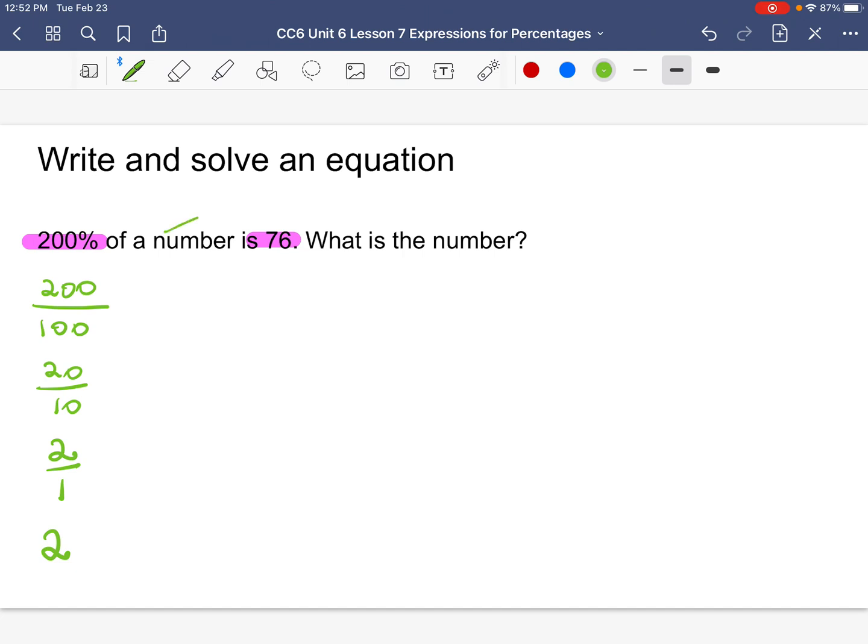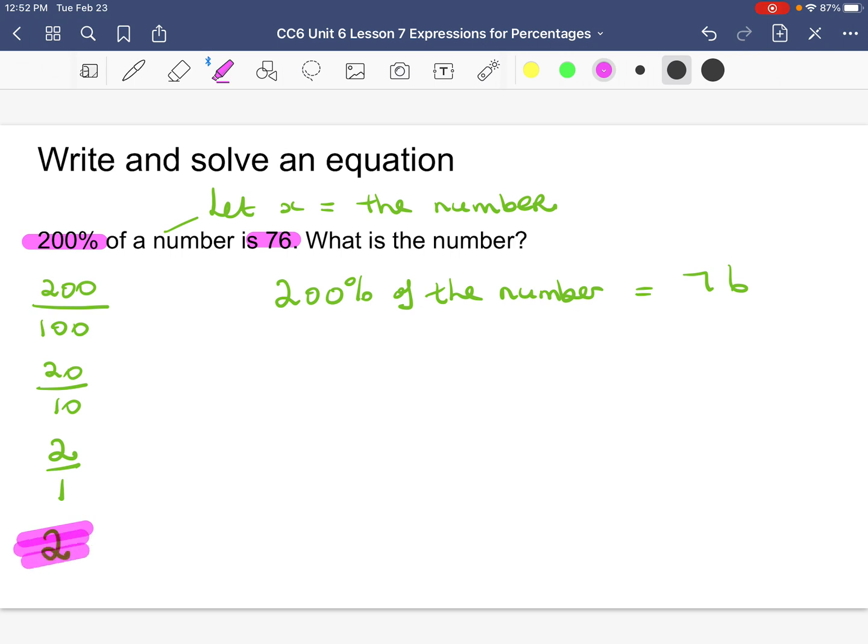So the number I'm going to define, let x equal the number. We don't know what the number is, so that's your unknown number. So 200% of the number is equal to 76. So 200% I'm representing by this 2 here. The number I'm representing with x. So 2x equals 76. Now I have an equation.